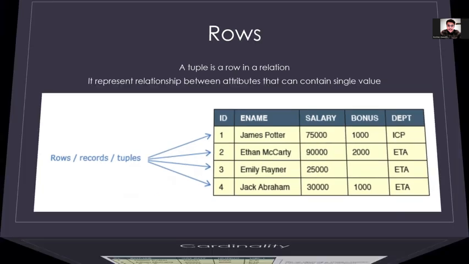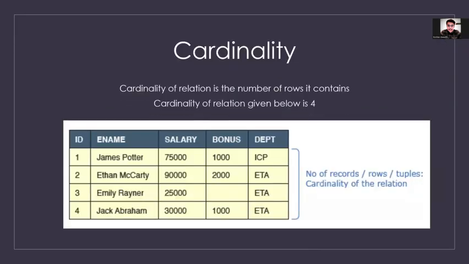Now next is cardinality. The cardinality of a relation is the number of rows it contains. So the cardinality of the relation given below is 4. Here you can see this in an example. Cardinality just represents how many total objects there are in your table.